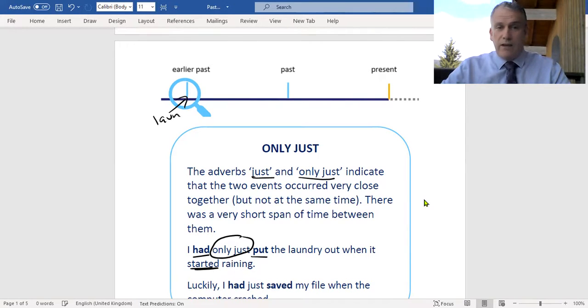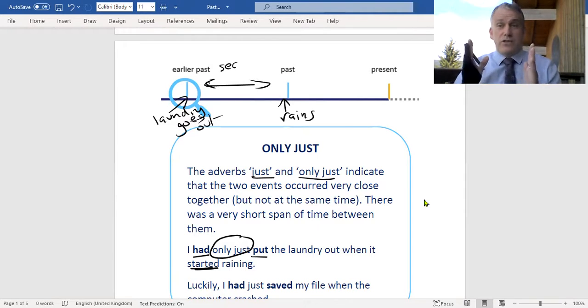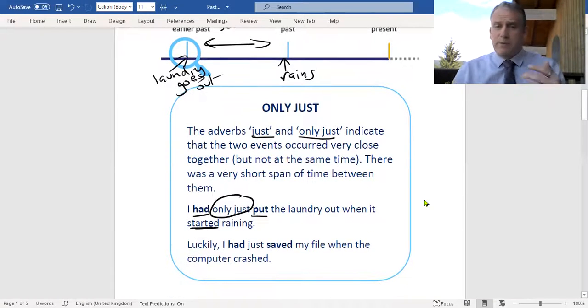The laundry goes here, the laundry goes out, and then it rains here. But this time distance could be seconds, minutes, because we've used just or only just. This indicates to us just how close together the events happen. Let's look at another example.